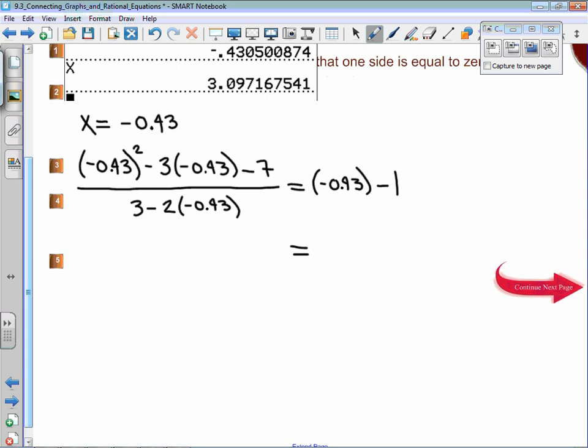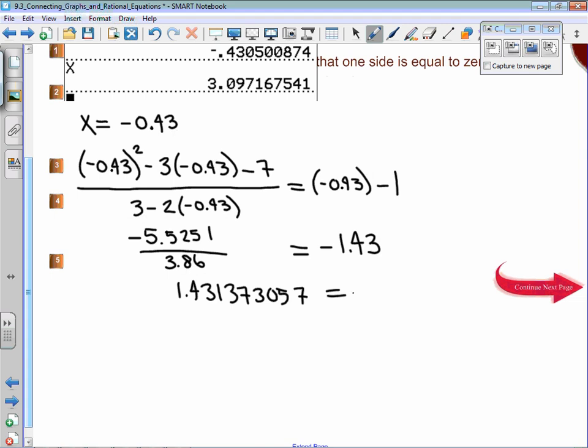And that just tends to avoid some of the calculation mistakes we make. So the numerator becomes negative 5.5251. My denominator, and I'm actually putting this into my calculator right now, so hopefully I do it right, becomes 3.86. And then on the right-hand side here, this one's a little easier. It's negative 1.43. Now, if I've done this correctly, then when I take that left-hand side, what I should get is the right. Now, I really want to re-emphasize that this is not going to work perfectly. When I put this into my left-hand side, I get negative 1.4313733057, and I say that that's equal to negative 1.43. I just forgot the negative there.